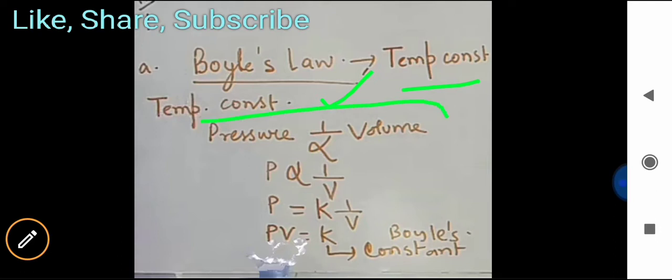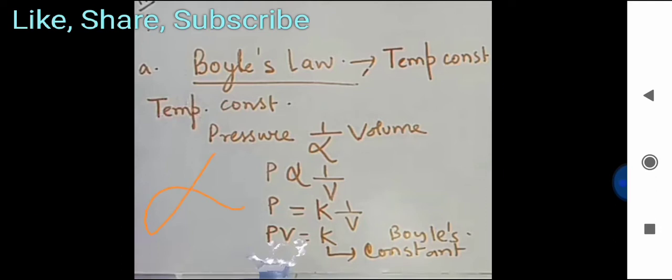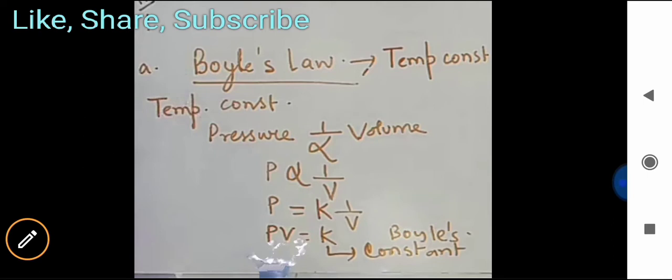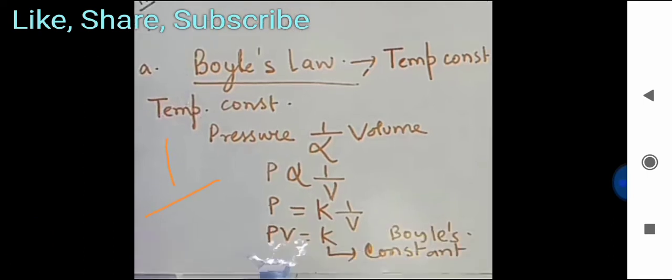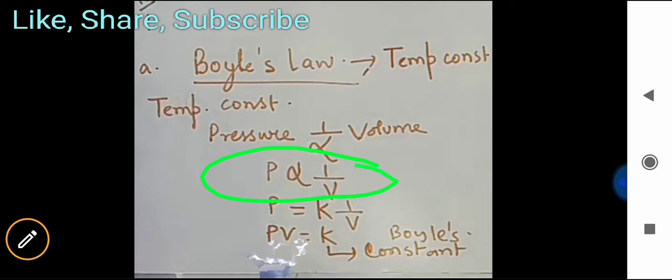You already know that the sign of inversely is 1 by. This is the sign of proportion. When it is said to be inversely proportional, it is written as 1 upon. So according to this law, we can write P inversely proportional to V. If we want to remove the proportional sign and write it in terms of equals, we can write P is equal to a constant, the Boyle constant, which is written as capital K, times 1 upon V. This proportional mark will be removed from here.